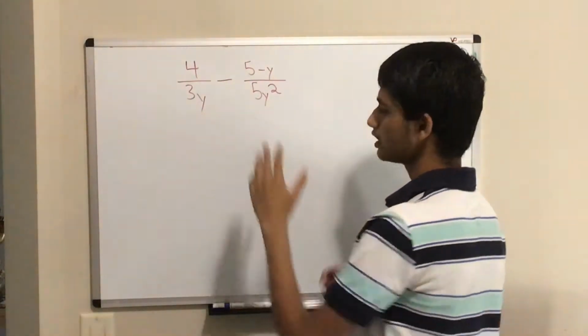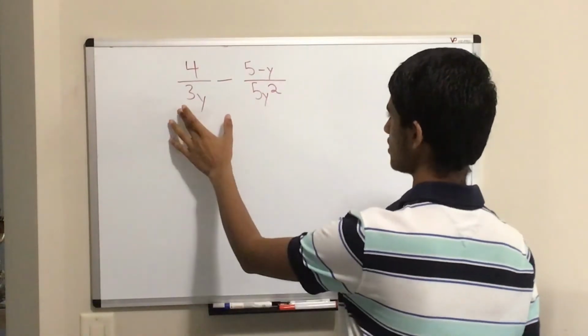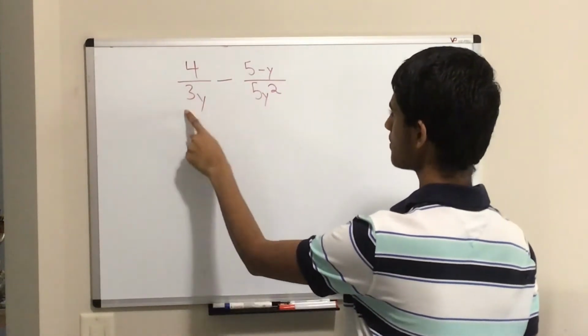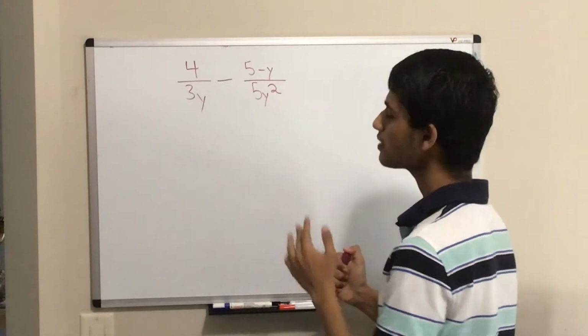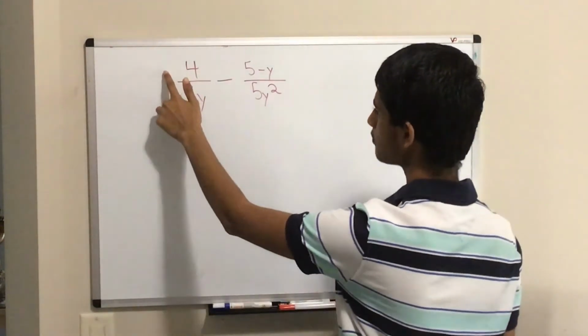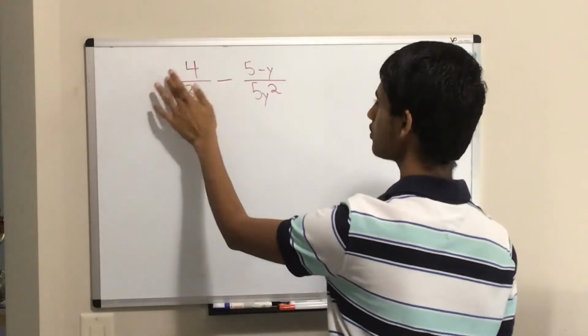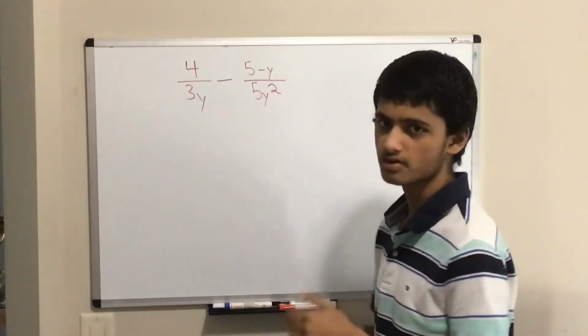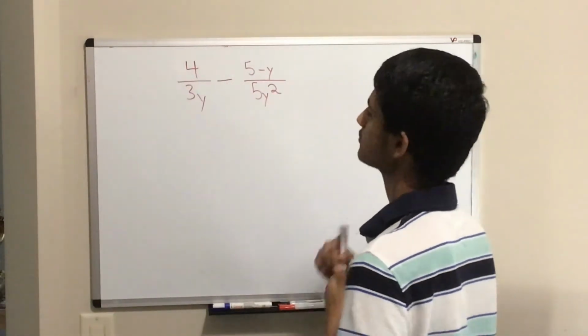And before we start, let's try to remember that when we try to combine fractions, what we do is we want to make the denominator the same. And the way to make the denominator the same is to multiply both the numerator and the denominator of one of the terms by the denominator of the other term. So this will become as follows.